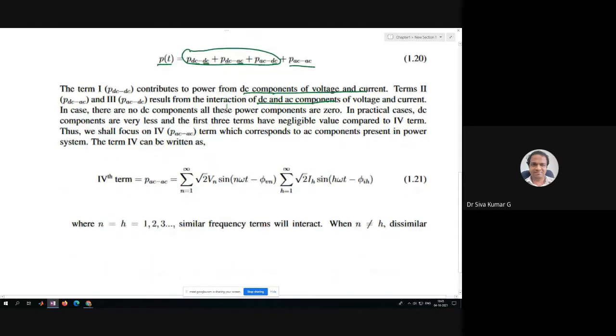Now we'll try to work out the equation. One is the similar frequency terms interaction.